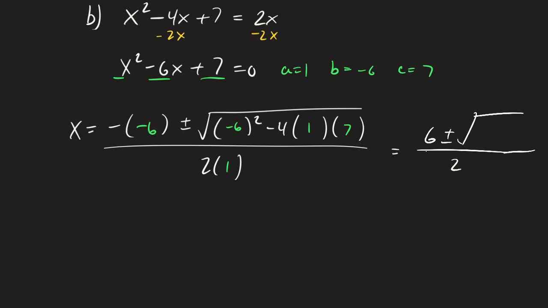So negative 6 squared is 36, positive 36. And as I look at these, I have 1 negative and then 2 positives. So that's going to be a negative product. And 4 times 1 times 7 is 28. So x is going to be equal to 6 plus or minus square root of 36 minus 28 is 8, over 2.